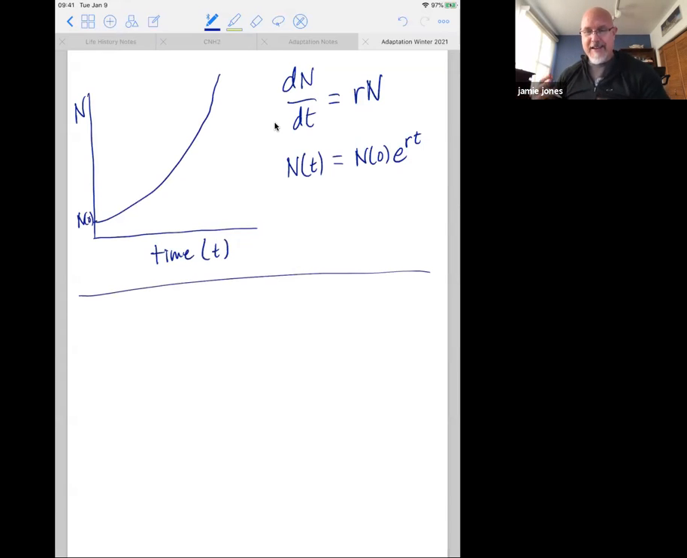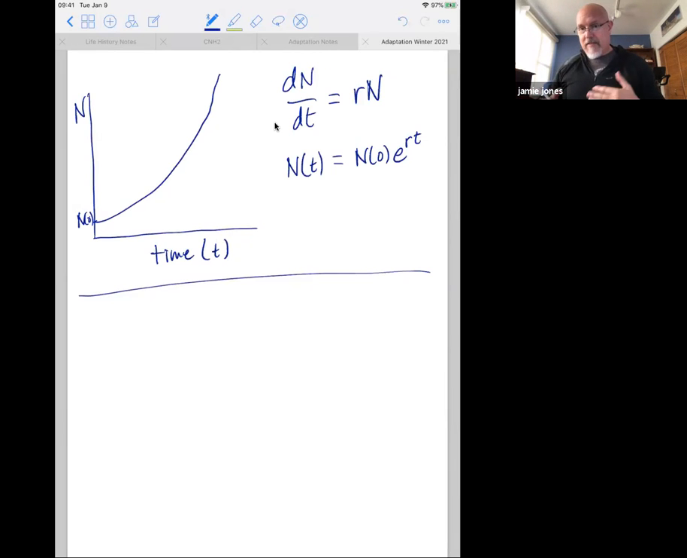Suppose there are resource constraints. You can't feed an infinite number of organisms. So presumably at some point, population growth will slow down as maybe the deaths start to increase relative to the births, and maybe the growth rate will go negative at some point because you'll have exceeded some sort of capacity for the environment to maintain your population, which we call the carrying capacity.